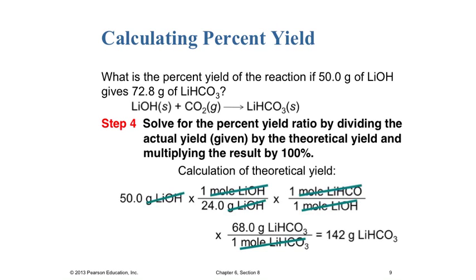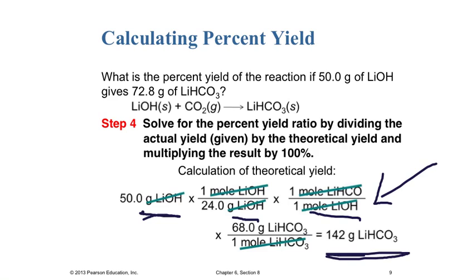Remember, whatever you're trying to cancel out goes at the bottom, and whatever you're trying to go to goes at the top. So we're trying to cancel out grams of LiOH, so grams of LiOH will go at the bottom. Then we're trying to cancel out moles of LiOH, so moles of LiOH will go at the bottom. Remember that this is your mole to mole ratio. We're trying to go to grams of LiHCO3, so that's why it goes at the top. And we get a sum of 142 grams of LiHCO3.